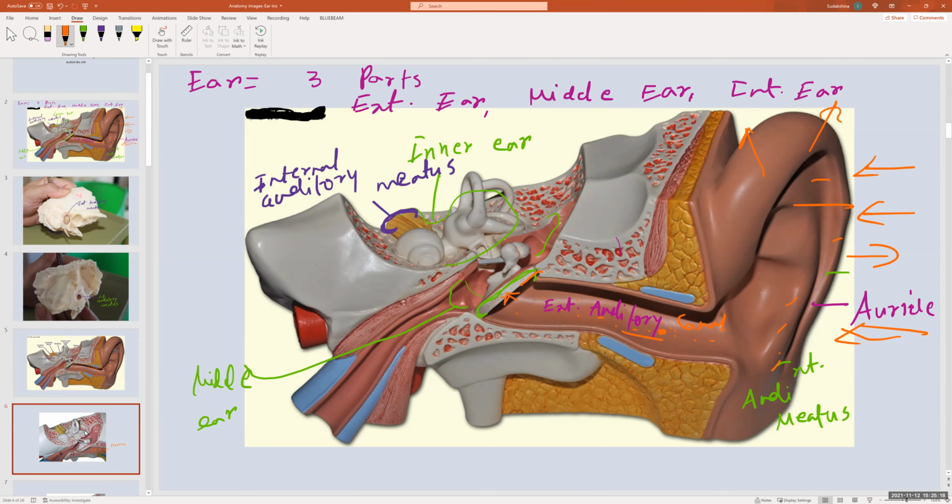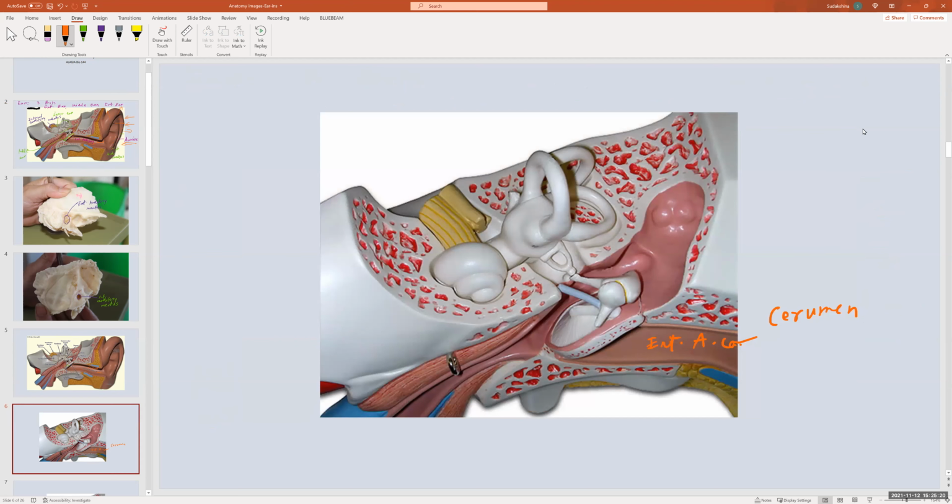What comes after external ear? So once again, you can see here, this is tympanic membrane. What comes beyond the external ear is middle ear. So all of this is part of middle ear. Middle ear is basically a chamber that contains three tiny bones that we refer to as ear ossicles.